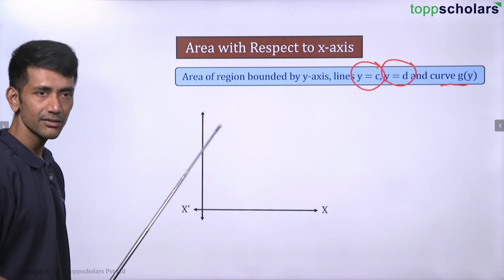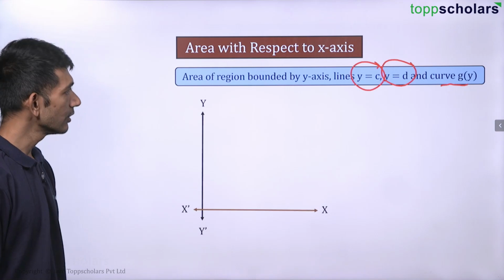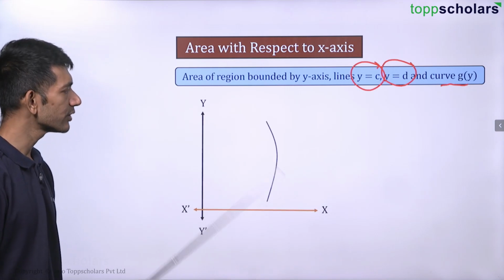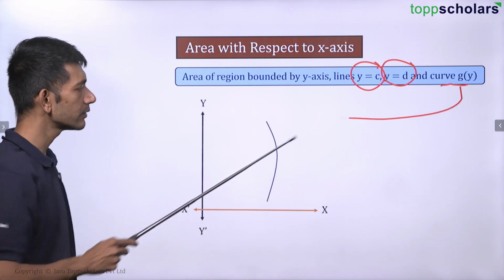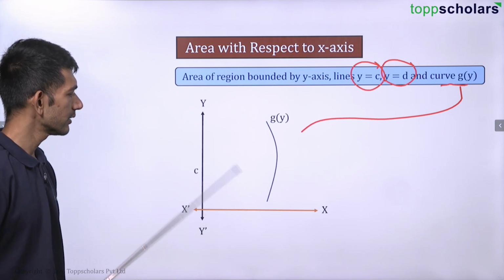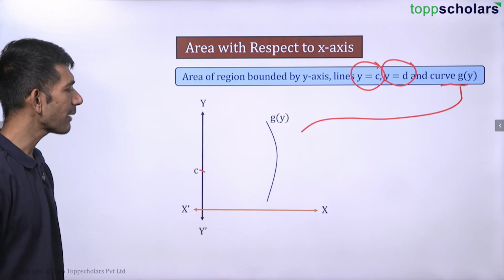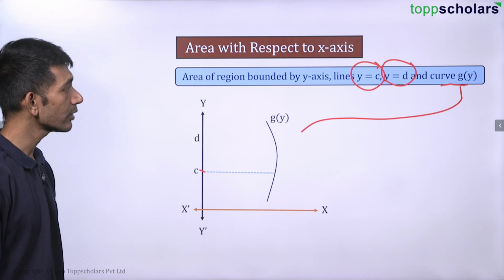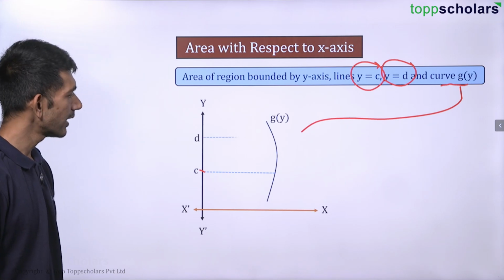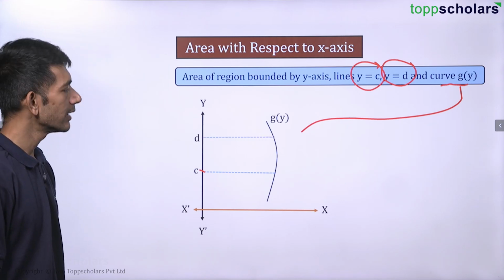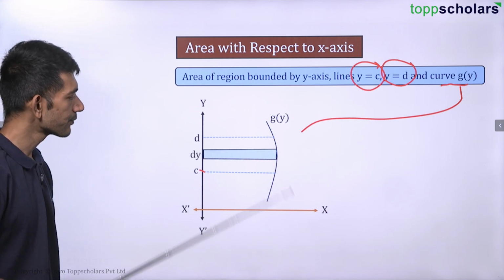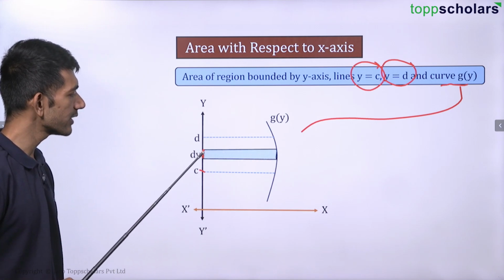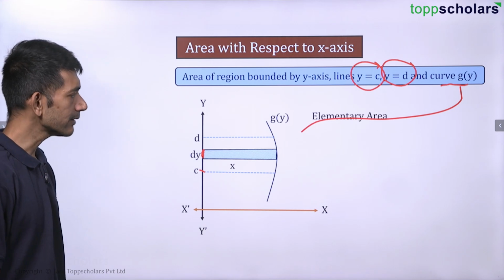So here we have the x-axis, here we have the y-axis. So y is equal to c and y is equal to d. Suppose this is the curve. This is our curve, g of y. This is some point c. If I draw a line parallel to the x-axis, that is your y is equal to c. And if I draw a line parallel to the x-axis again, y is equal to d. And this small part has width dy. So it doesn't matter.